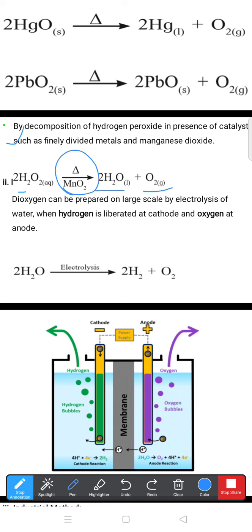In this, oxygen can be prepared on a large scale by electrolysis of water, when hydrogen is liberated at the cathode and oxygen at the anode. You see the reaction: two molecules of water, by electrolysis, give two hydrogen and O2 gas.